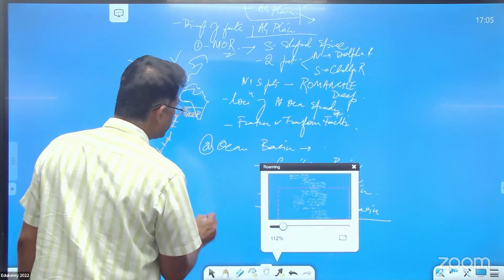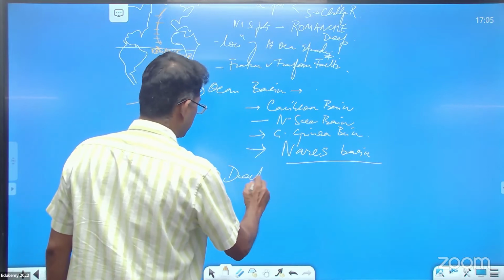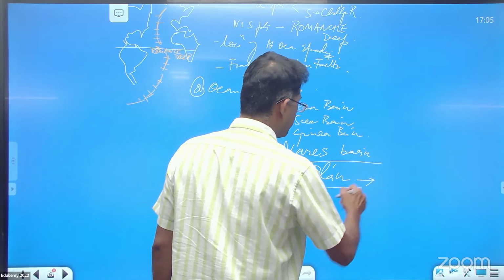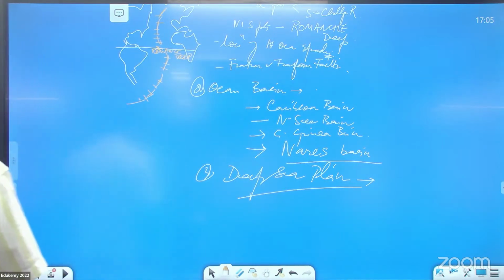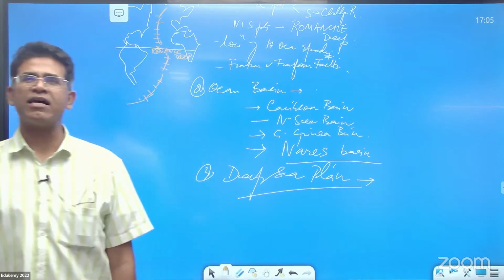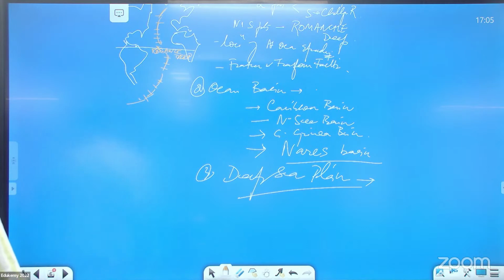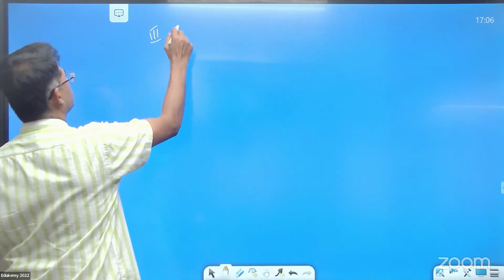Abyssal plains, and we have the deep sea plains. The deep sea plains are not as extensive in the Atlantic as in the Pacific Ocean. I have just made a listing. No discussions on these points. What they have. Then some of the other features.